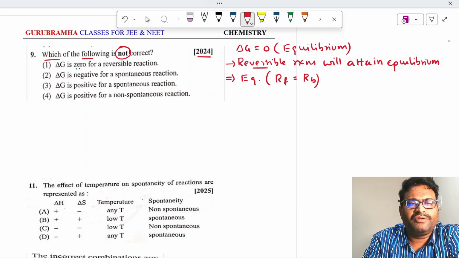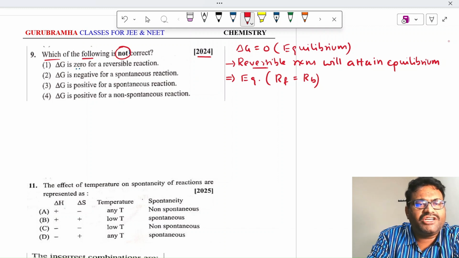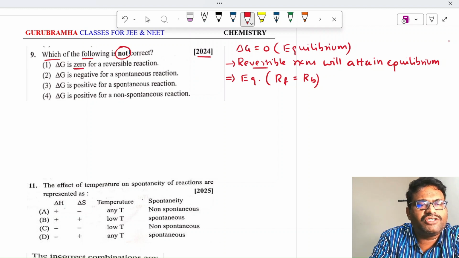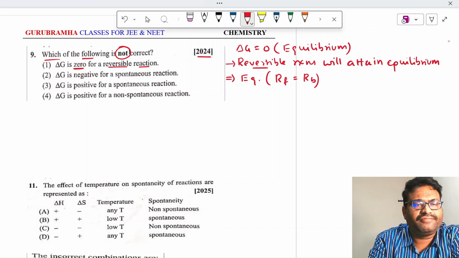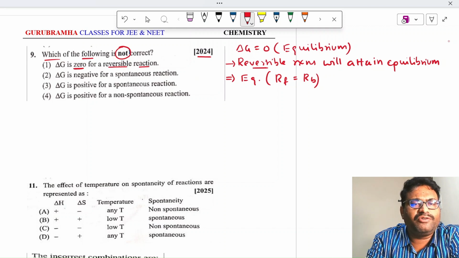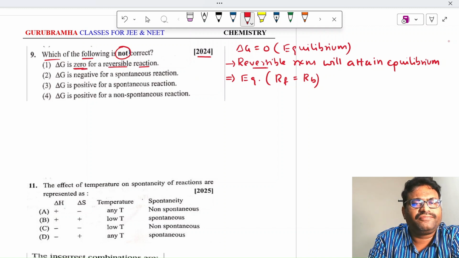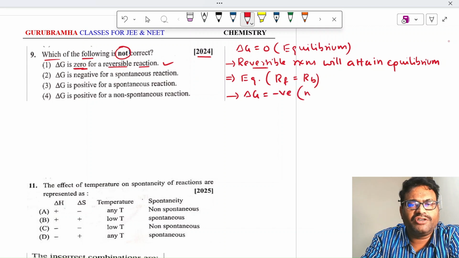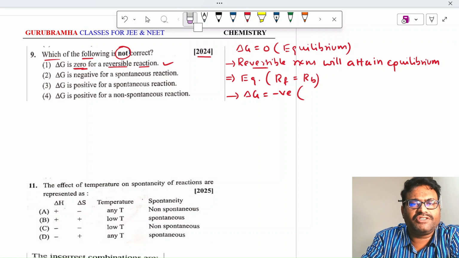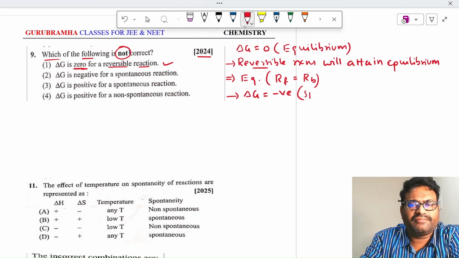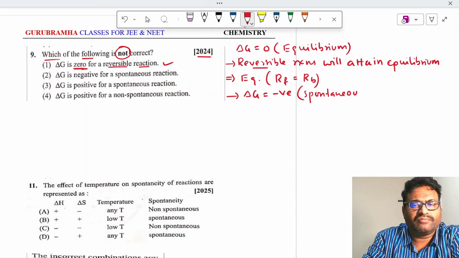Okay. So now delta G is equal to 0. First option, let us see. Delta G is equal to 0 for a reversible reaction. Yes, this is possible, because for a reversible reaction, there is a possibility for the reaction to attain equilibrium. So delta G can be equal to 0. So this is correct. And we have studied that delta G is negative for which reaction? Spontaneous reaction.